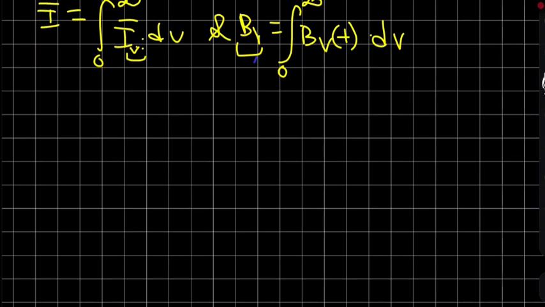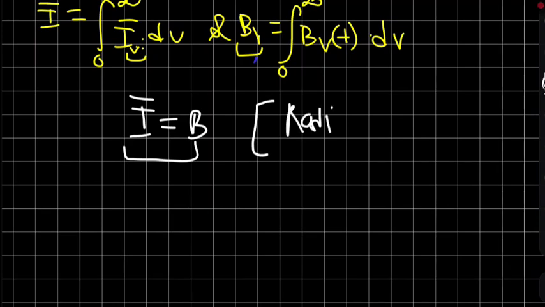Another case is that this mean intensity is also equal to this source function, the Planck function. You will ask why this is equal. For that you have to know another concept called radiative equilibrium. This is also a very important point in discussing some of the simple solutions.